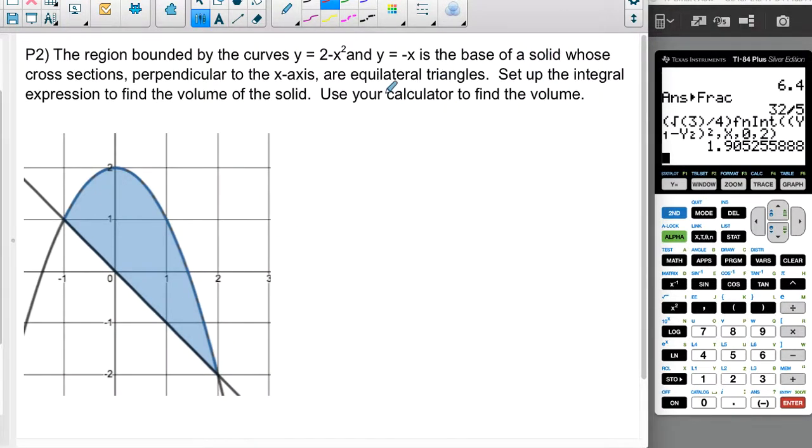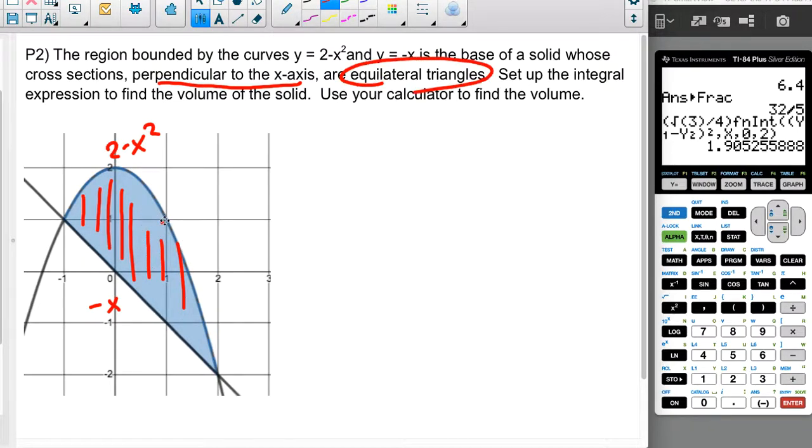Same concept, right? You're going to set it up, but you're definitely using your calculator. This is not a thing you want to do by hand. So here's our region, right? This is our 2 minus x squared, and down here is our negative x. We have cross sections perpendicular to the x-axis, meaning that they go this way, right? Perpendicular to the x-axis. And they are also equilateral triangles.